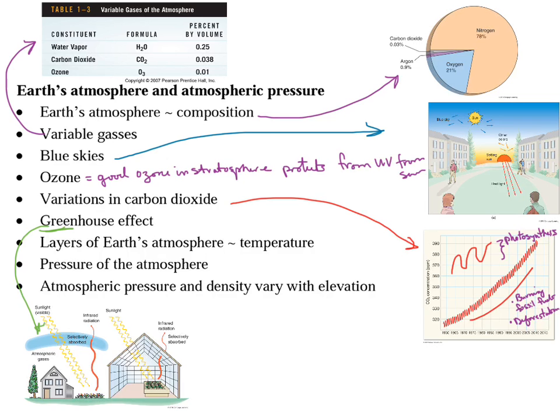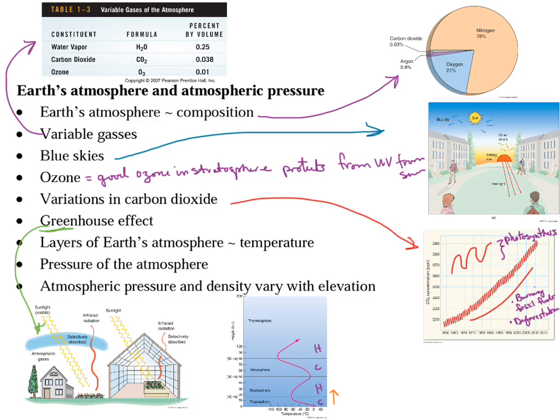Layers of the Earth's atmosphere. There are 4 main layers. The bottom one is the troposphere, then the stratosphere, then the mesosphere, and then the thermosphere. One of the things you need to know is how temperature changes as you go up in each one, and this figure shows it. I put a C for cold, H for hot, okay? So it gets colder as you go up in the troposphere. It gets hotter as you go up in the stratosphere.